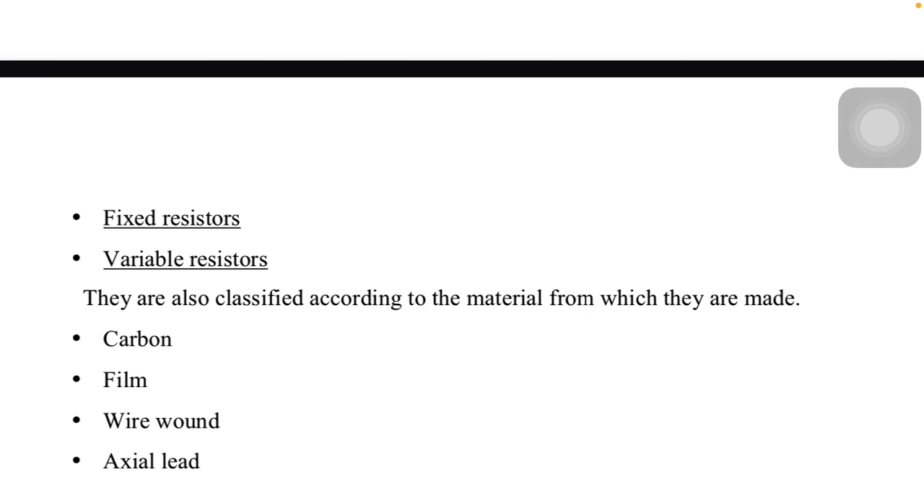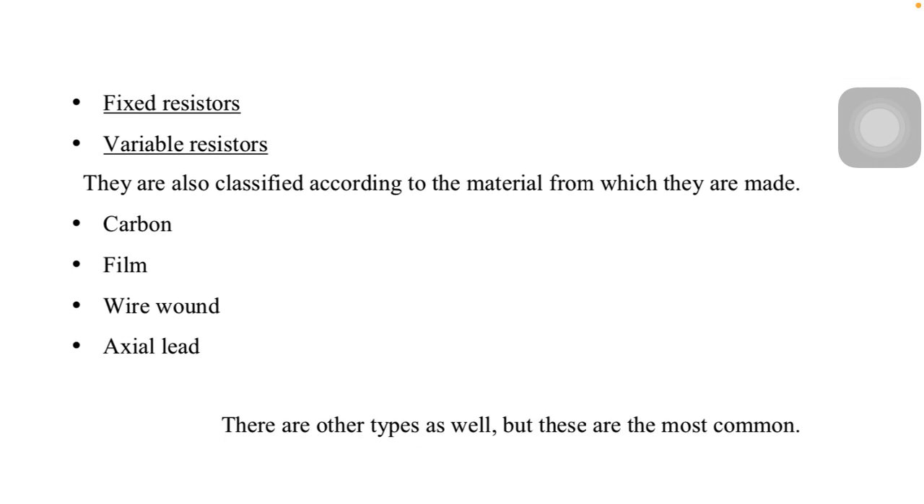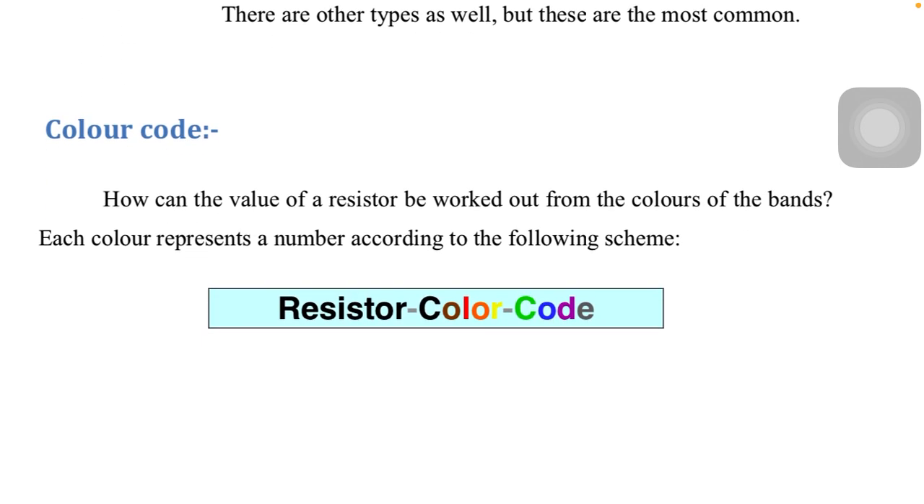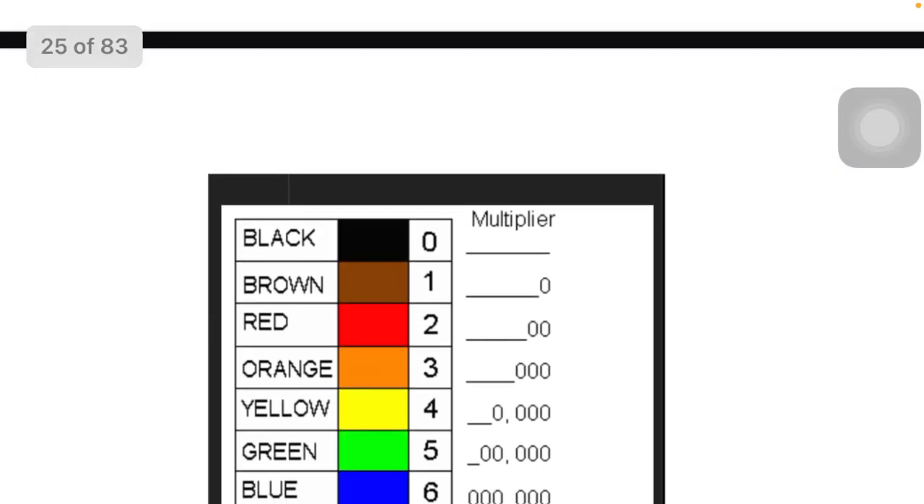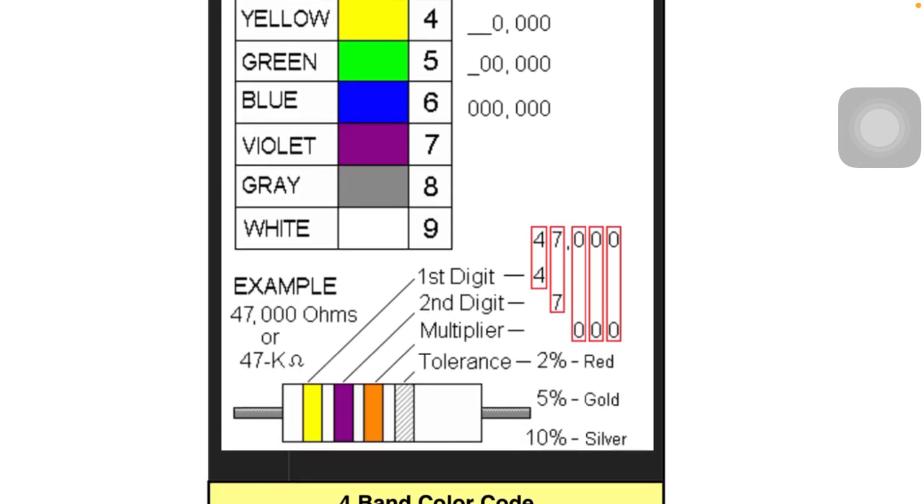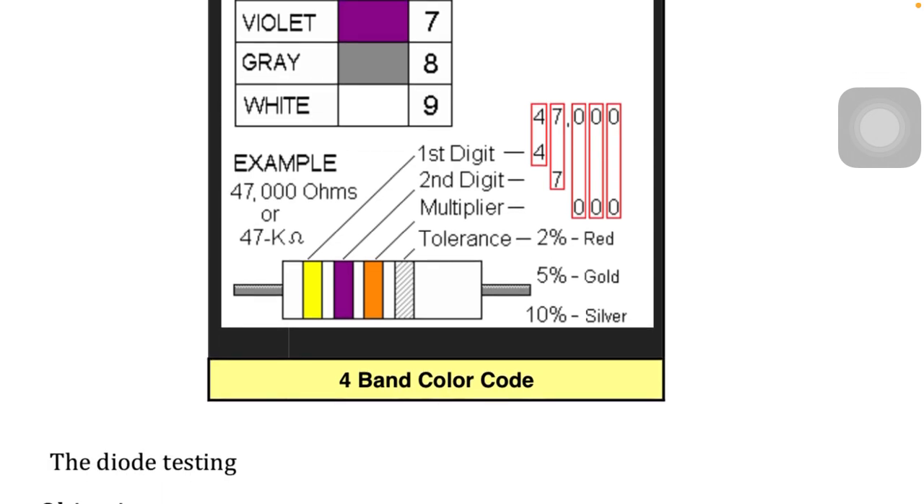Now, they are repeated here: carbon film, wire wound, axial lead, and all that. Then they are taking us back to the color code. This color code is very important. You go to buy a resistor, they give you 10 ohms, they give you 1000 ohms. If you don't know it, you buy anyhow. So you need to know, especially those of us that are in engineering.